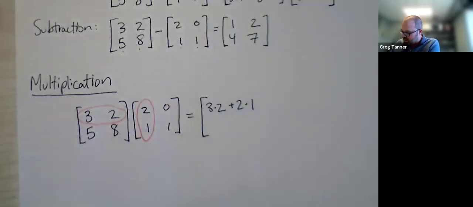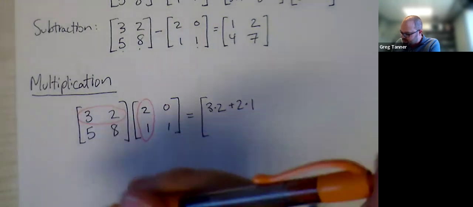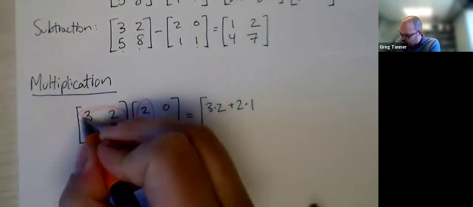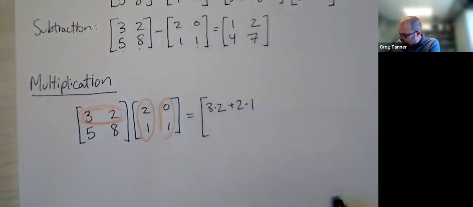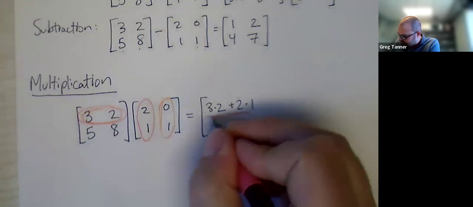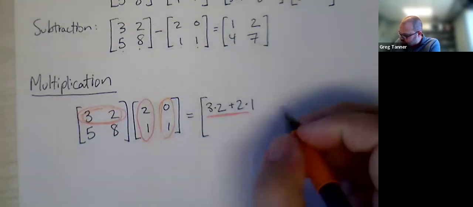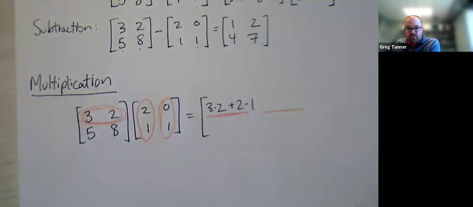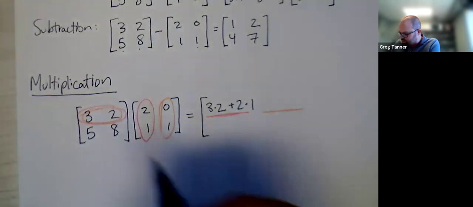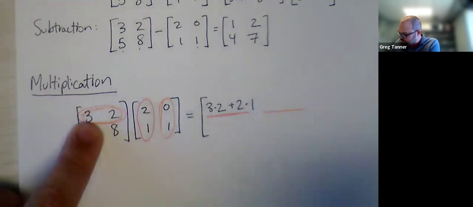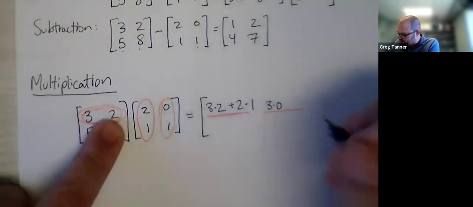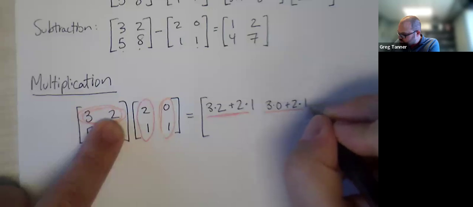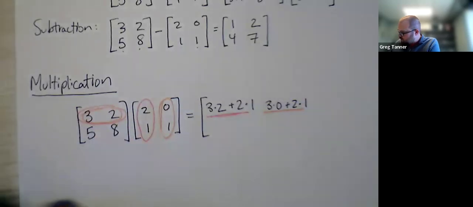Now let's do that same row times the next column over. And so that gave us this. Now to get the orange right here, not sure how well the colors are going to show up, I'll take 3 times 0, and then 2 times 1.